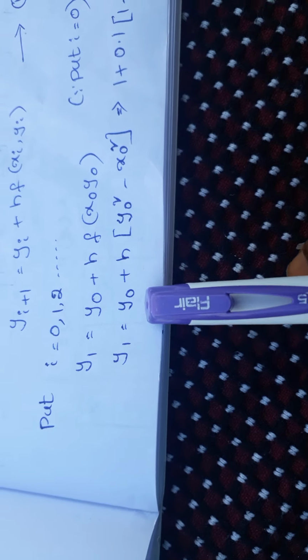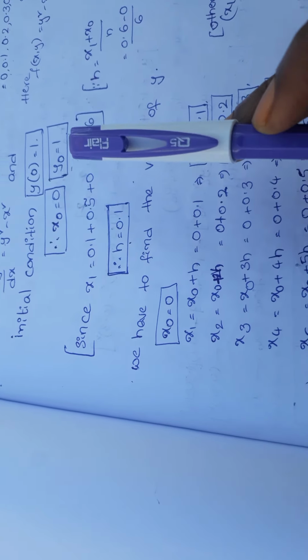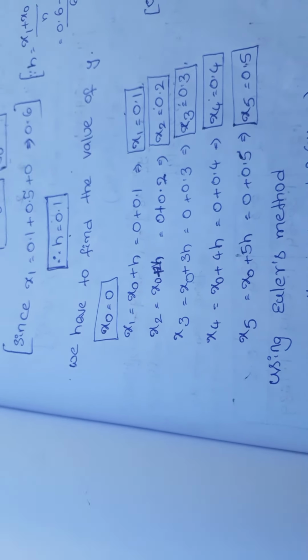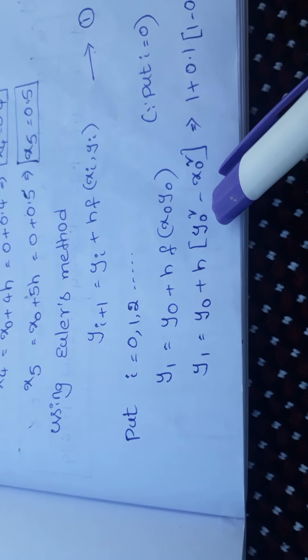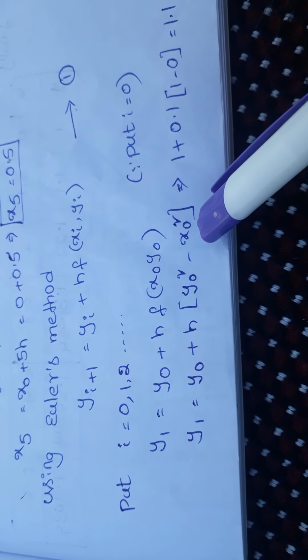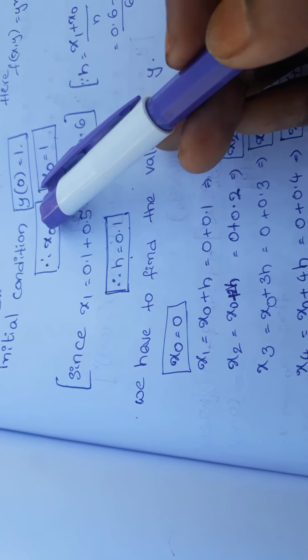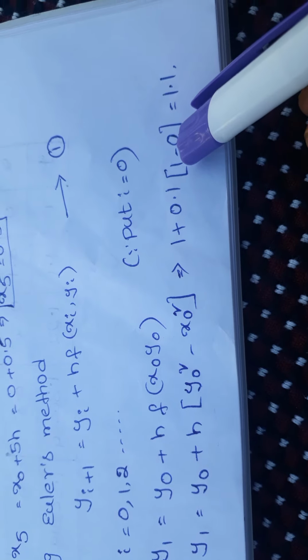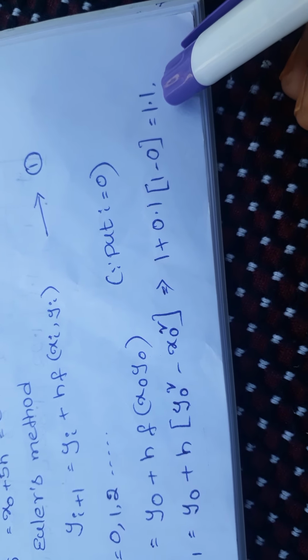Okay, y1 is equal to, y naught from the initial condition is 1, and next h, the step value, is 0.1, and next y naught square, that is 1, we know that. X naught value is 0, that is also from the initial condition. Okay, so substitute these values. After that we get 1.1.